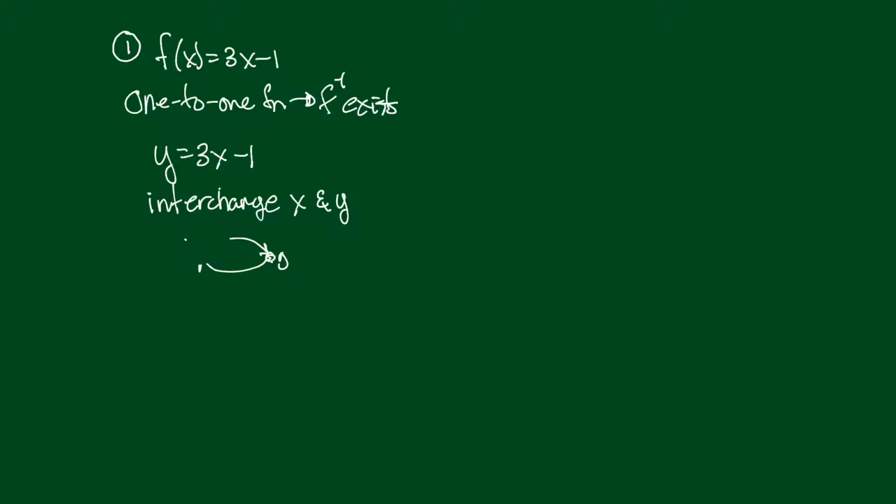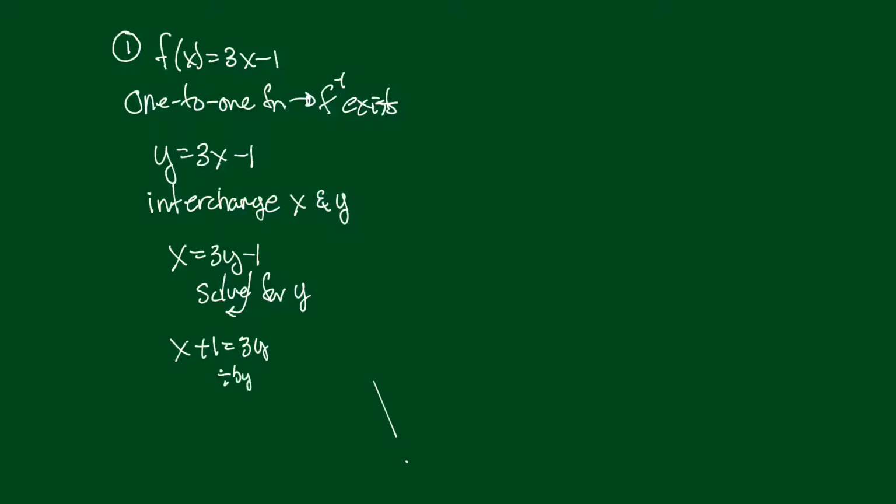So let's do that. So we will have x equals 3y minus 1. And now I'm going to solve for y. So first of all, let's just add 1, right? We're going to add 1. So I'm going to get x plus 1 equals 3y. I'm going to divide by 3.